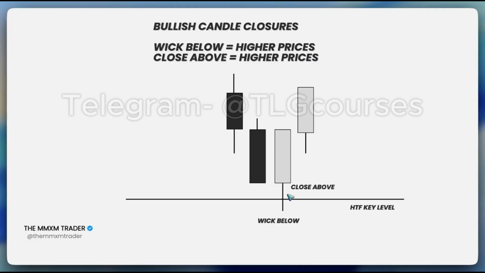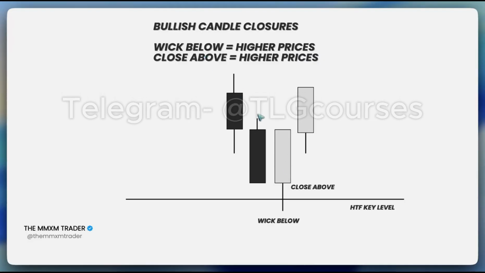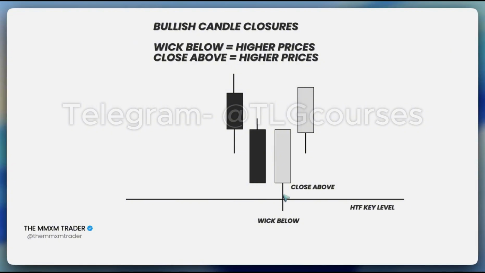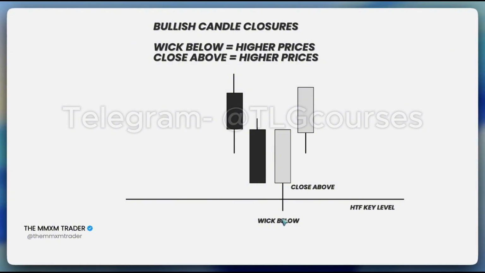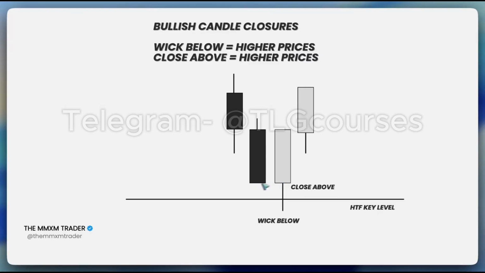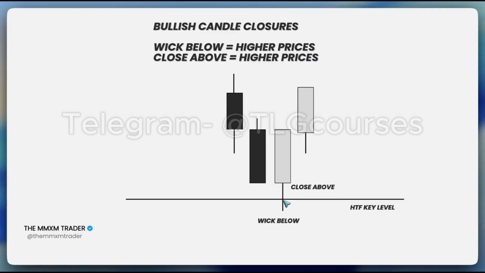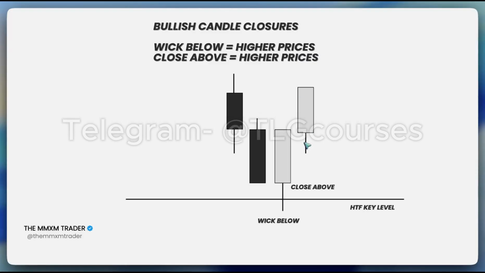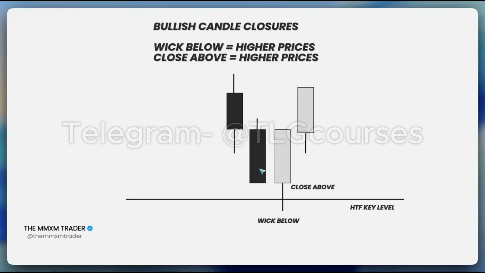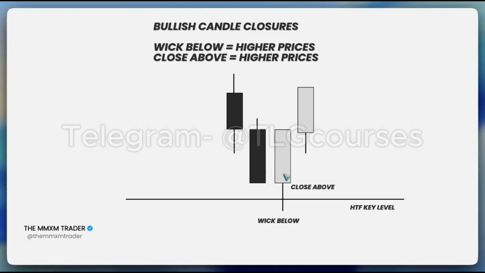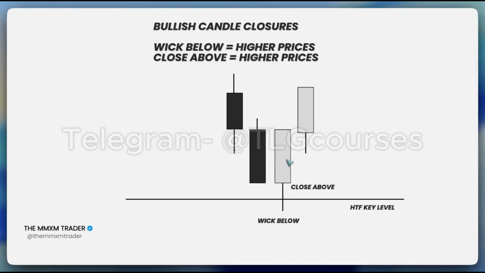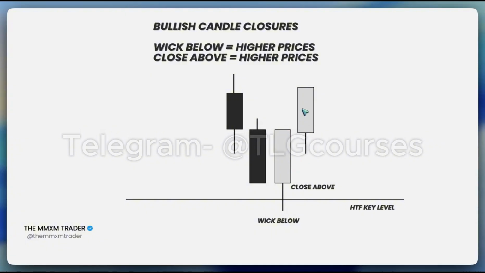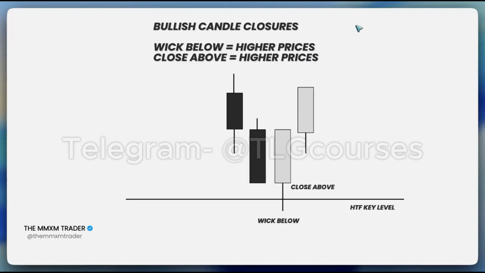Okay, so here's an example, right? We trade into a higher time frame key level here, that's in discount. We then close above, right? So we wick below and we're closing above the body here. This is an indication for the very next candle. And this is why I said we go candle by candle, because we're looking at the candle closures. So we wick below, higher prices for the next candle, then this next candle closes above the previous candle, which means higher prices for the next candle.